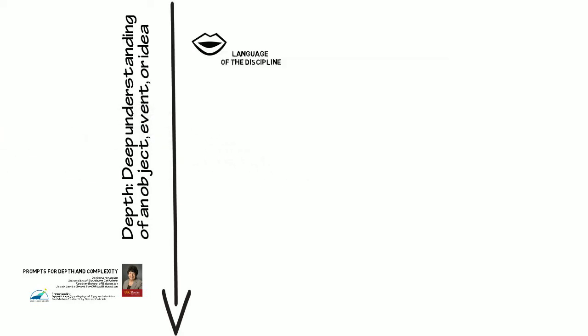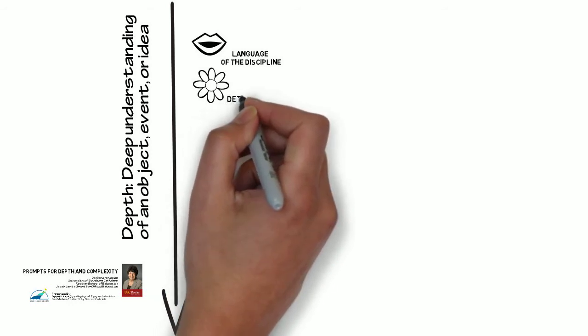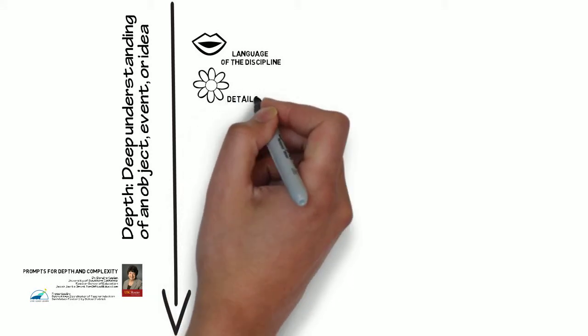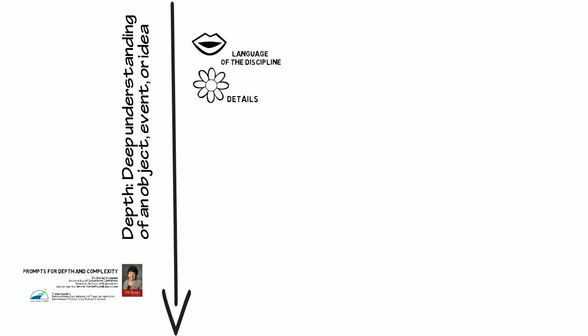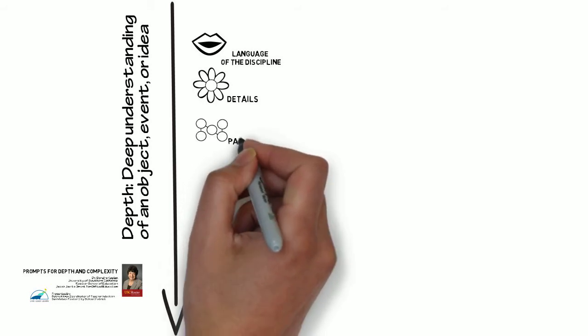Language of the discipline encourages students to know terms specific to the work of a discipline and what tools she or he uses. Details explore the attributes and features that define and distinguish an object, event, or an idea. Details are used to identify, compare and contrast, and cite evidence for arguments.